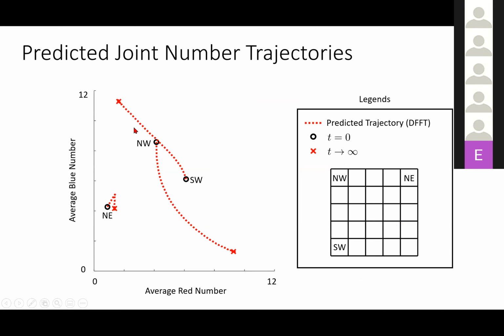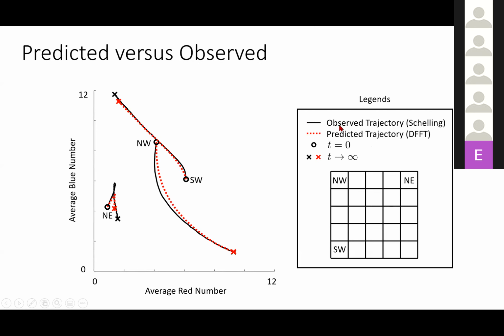So we can also plot how the average number of red and average number of blue evolve together in this joint number space. So here I'm showing you the predicted trajectories for 3 blocks. What's particularly interesting is the northeast block, where as it evolves from the perturbed state to the final state, its trajectory has that interesting kink. So is this feature artificial? So when we look at the observed trajectory, we see that indeed there is this kink. So this feature really shows the predictive power of the DFFT.